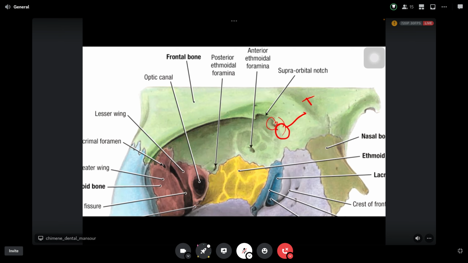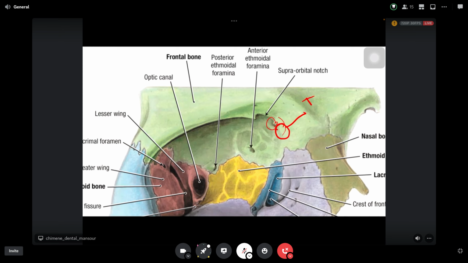So do not confuse the crista galli and the frontal septum of the frontal sinuses. As I've told you, frontal sinuses are supposed to be black, and if it's not black, then it belongs to the crista galli. And this gray shape is the frontal lobe of the brain.